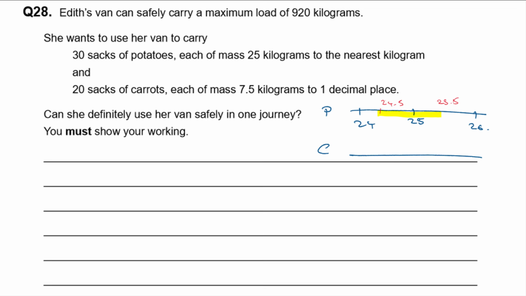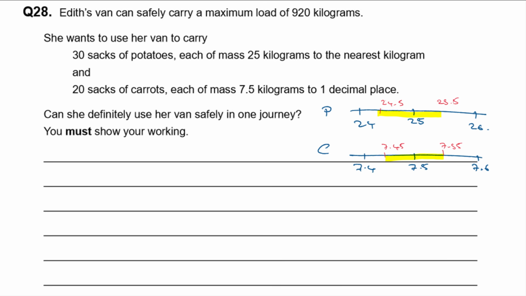And for carrots, 7.5 kilograms to 1 decimal place. So 1 decimal place more than 7.5 is 7.6, and 1 decimal place less than 7.5 is 7.4. So what rounds to 7.5? Halfway between those or closer. So it's going to be 7.45 up to 7.55 for those. Right. So we're going to need the upper bound for each of these, aren't we? Because we want the worst case scenario.